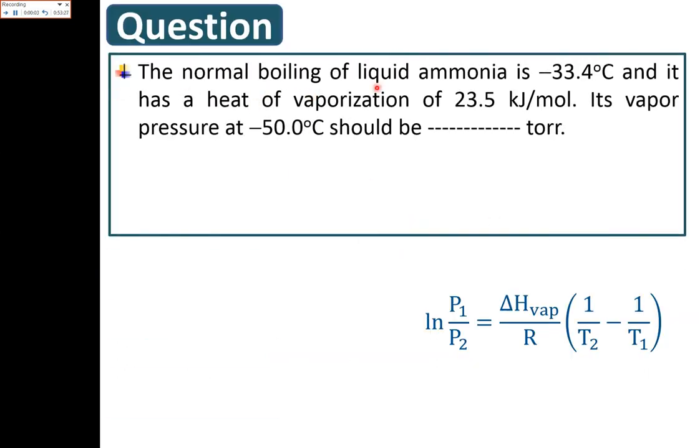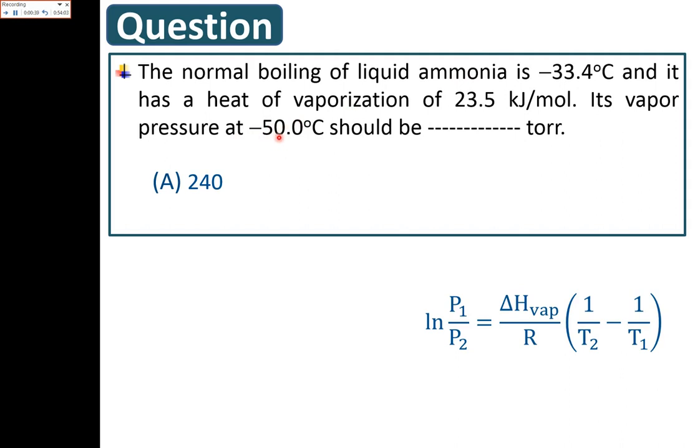Another question: the normal boiling point of liquid ammonia is minus 33.4 degrees Celsius, and it has a heat of vaporization of 23.5 kJ per mole. Its vapor pressure at minus 50 degrees Celsius should be how many torr? By the way, we are asking about the vapor pressure of ammonia, the same gas, but at lower temperatures.